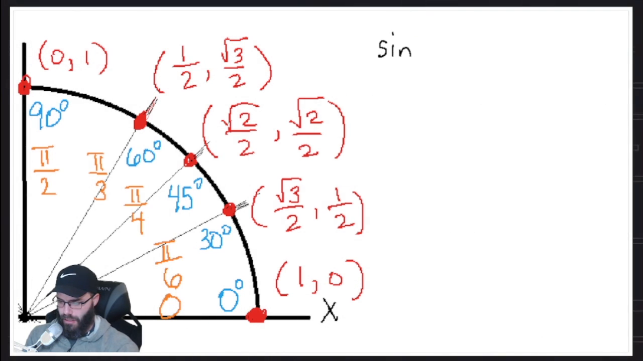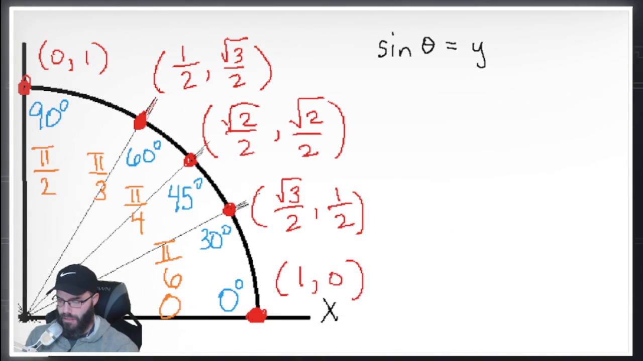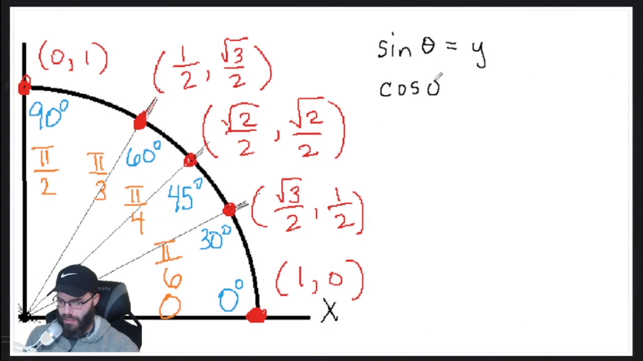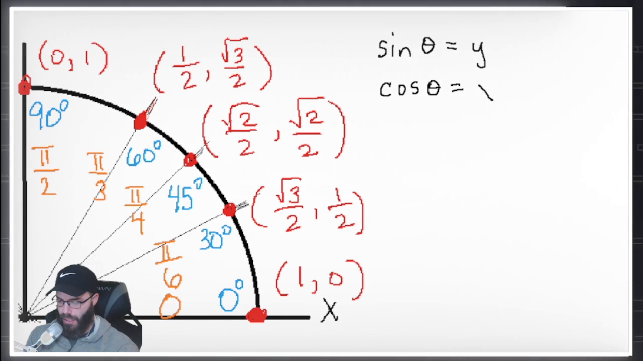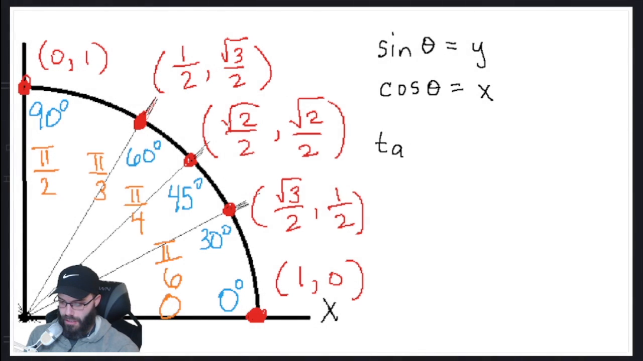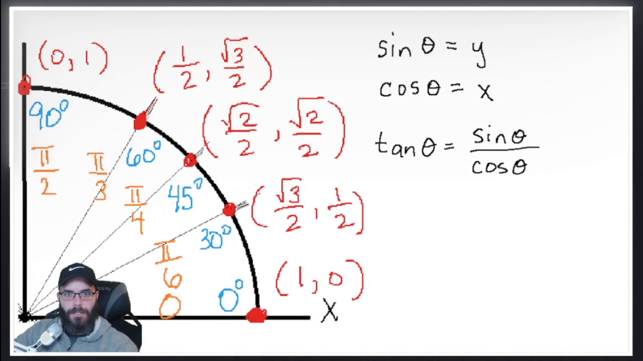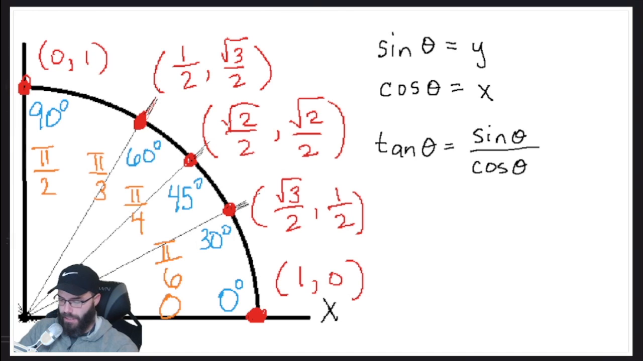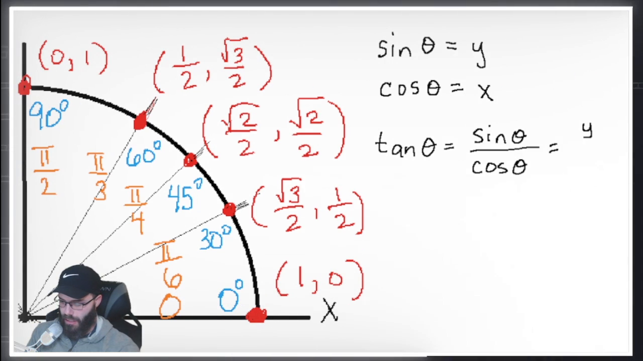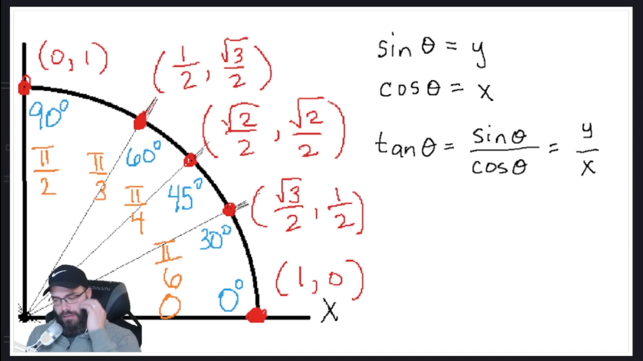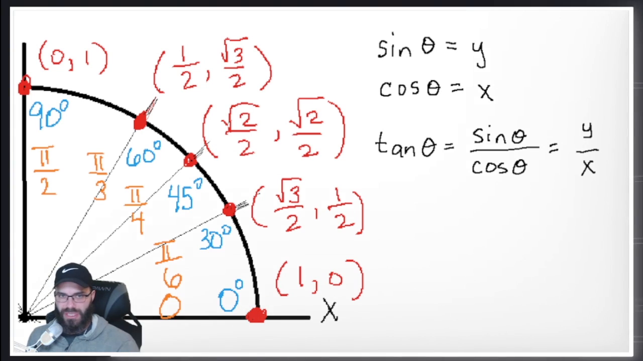Sine. We'll say sine theta is equal to y. Cosine theta is equal to x. Tangent theta, which is sine over cosine, is equal to sine is y and cosine is x. What in the world does that mean?